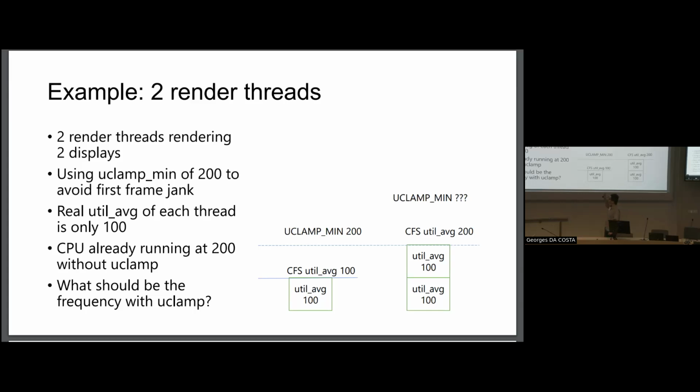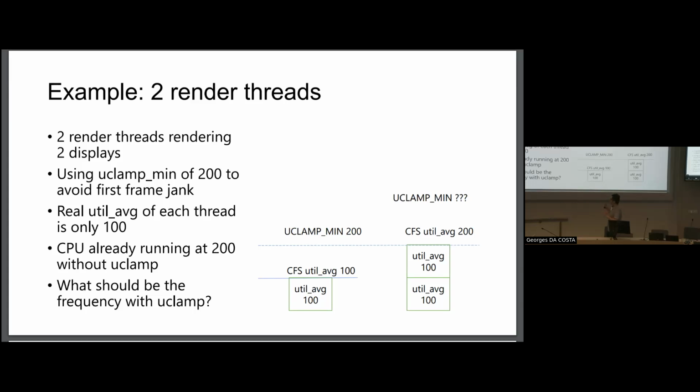So I use Uclamp min of 200 to avoid the first frame jank problem. When you are starting this thread, the utilization is only 100, which means if these two threads run on their own, their utilization says 100, but actually the Uclamp min tells the CPU to run at 200.